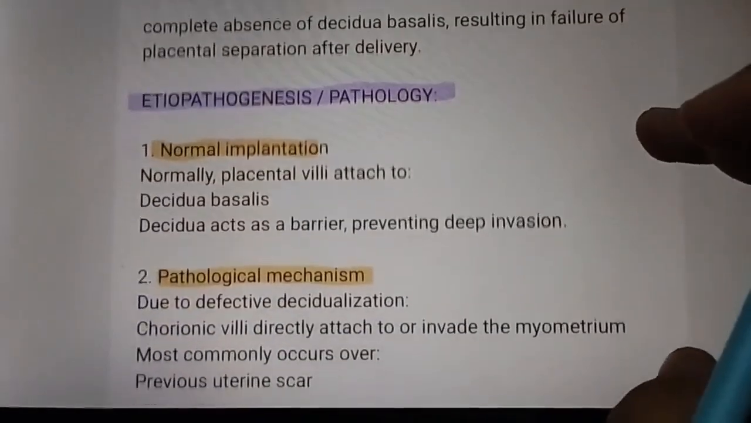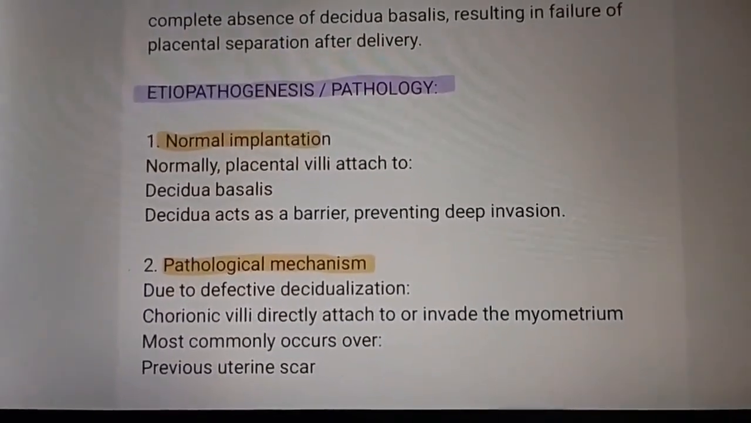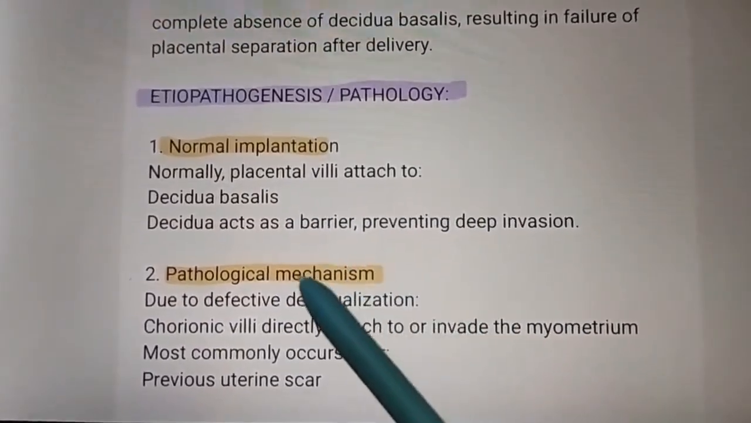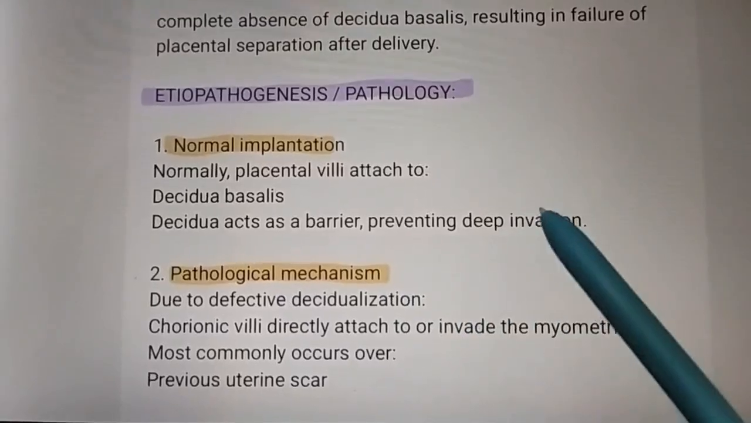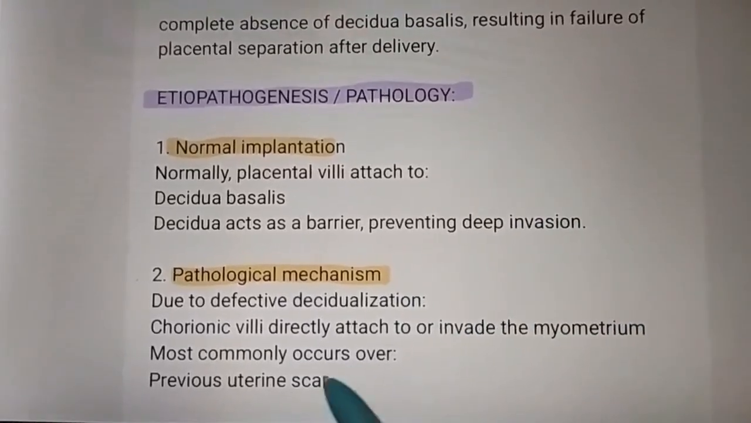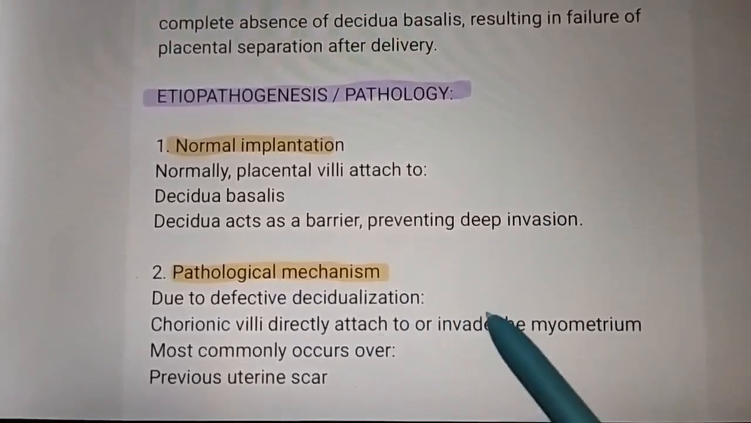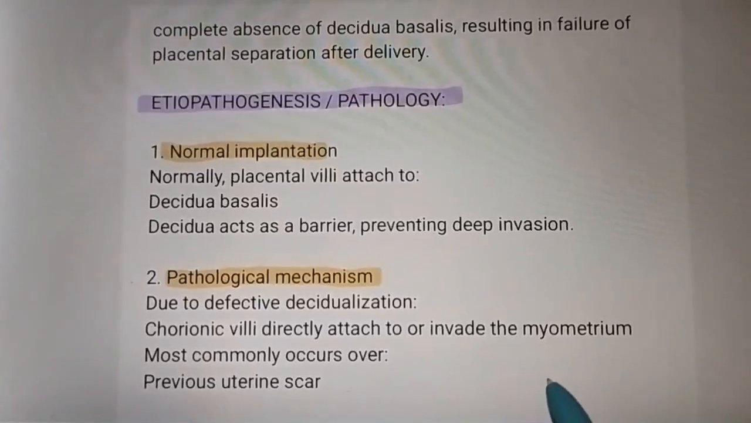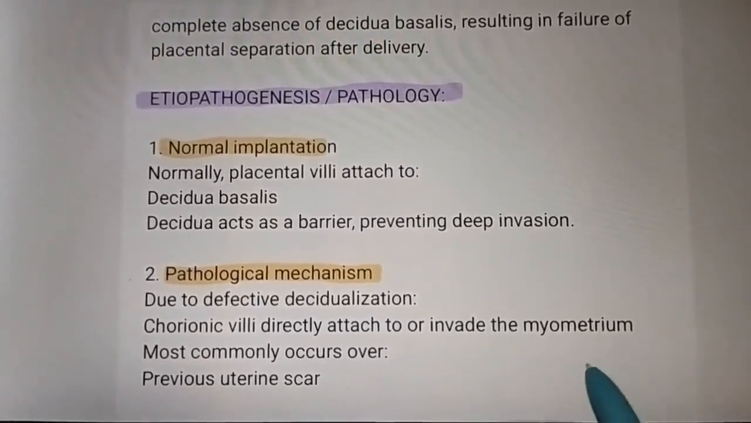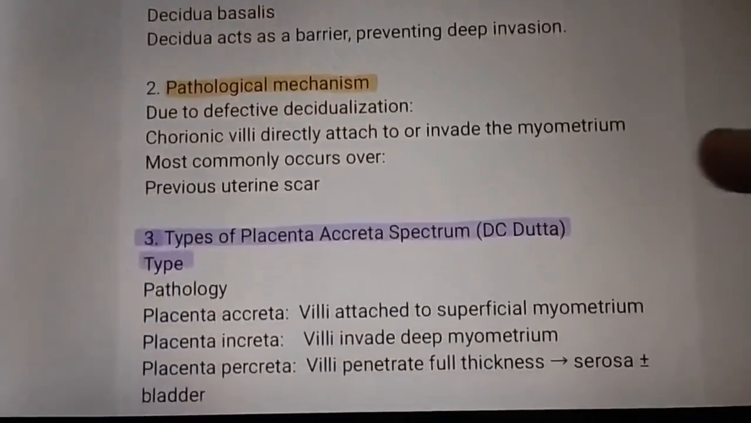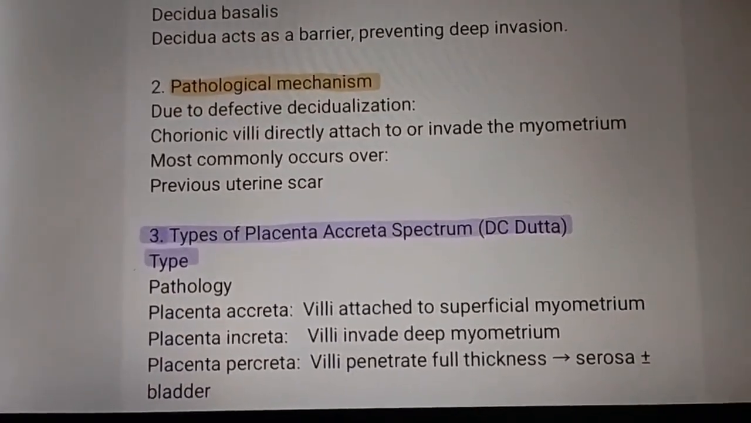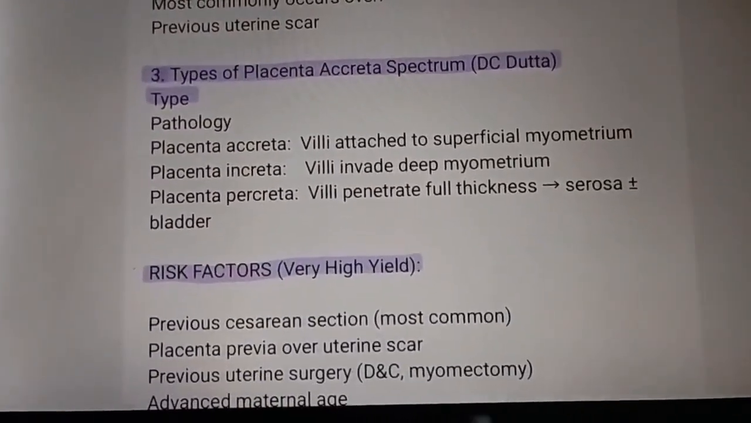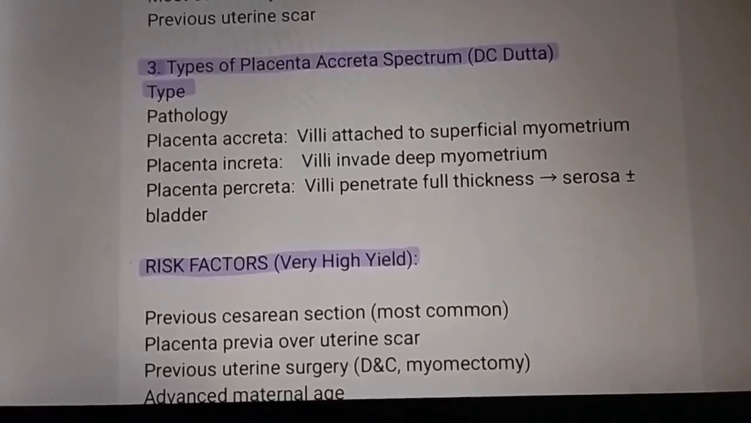Normal implantation, as we discussed, has placental villi attached to the decidua basalis. It acts as a barrier and prevents deep invasion. But due to defective decidualization, chorionic villi directly attach to and/or invade the myometrium. The most common risk factor is previous uterine scar. Now, its types, as we already studied: placenta accreta, increta and percreta.